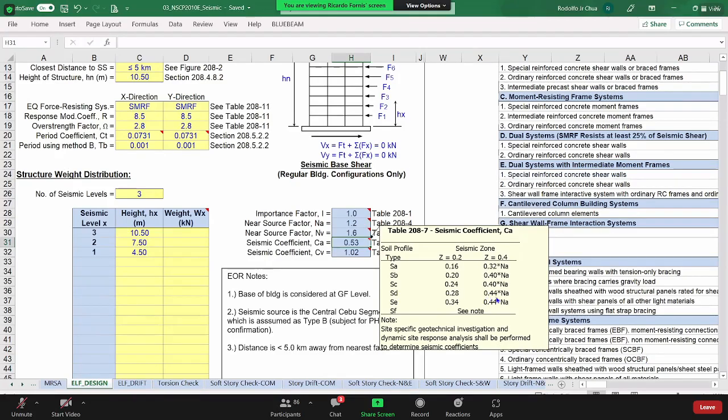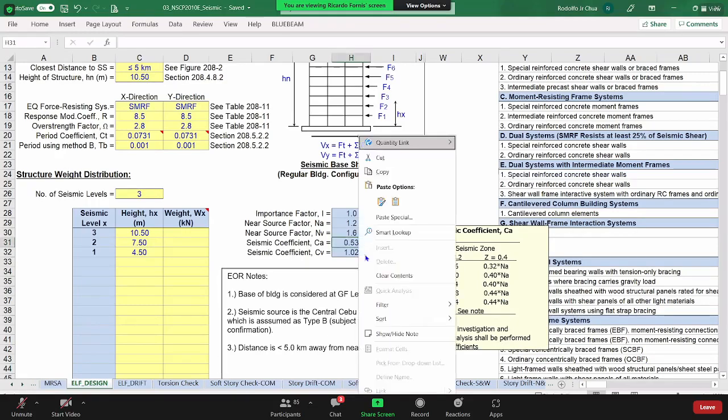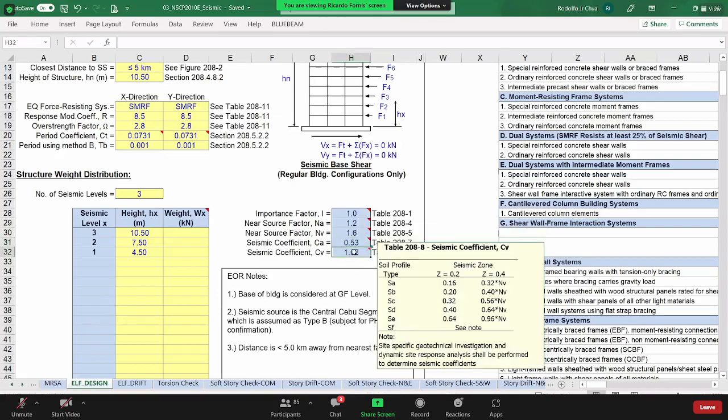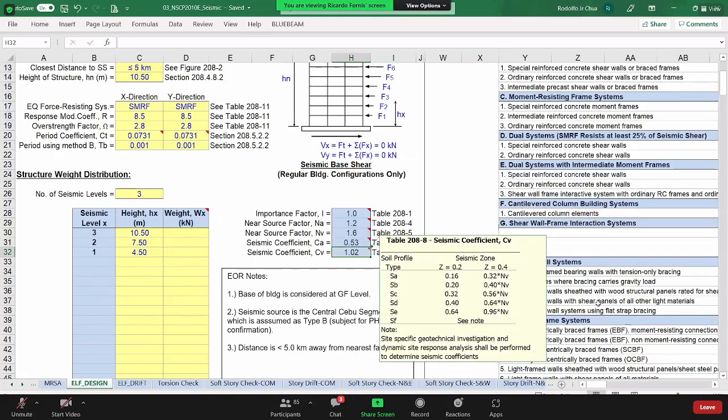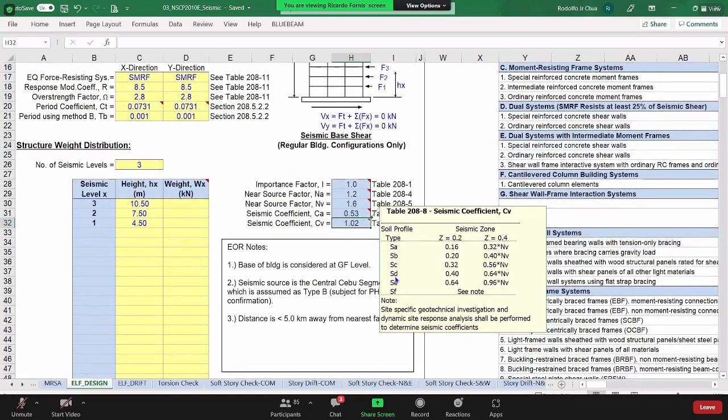So we have 0.44 multiplied by the value of NA. So 0.44 times 1.2, that's 0.53 ang atong CA, ang coefficient. And then the next seismic coefficient is the CV. So CV, again, SD ang atong soil profile type and seismic zone 4. So the value of CV is 0.64 multiplied with NV. So 0.64 times 1.6, that's 1.02.